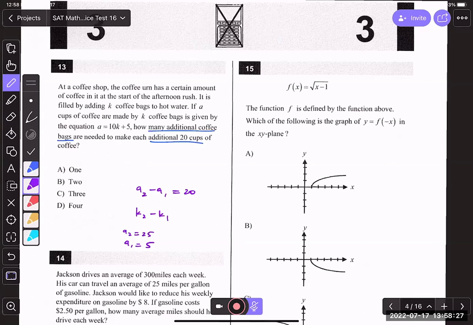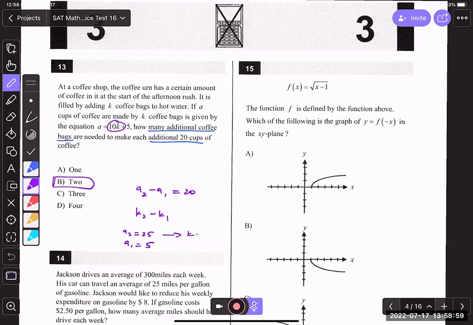Because of the very key word additional here. That's the big difference. And with this word additional, you can think of this as just a slope question. How many additional bags do we need to make an additional 20 cups? That means that A needs to increase by 20. In order for A to increase by 20, what does K need to increase by? That's what this question is really saying. 2. Right, it needs to increase by 2.